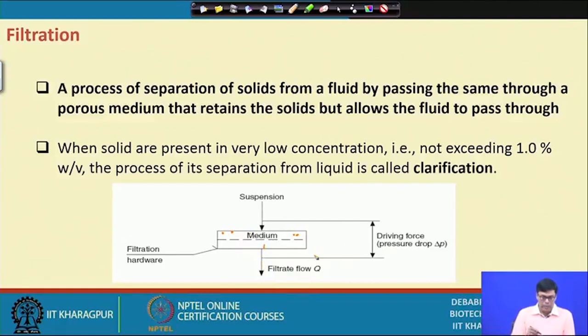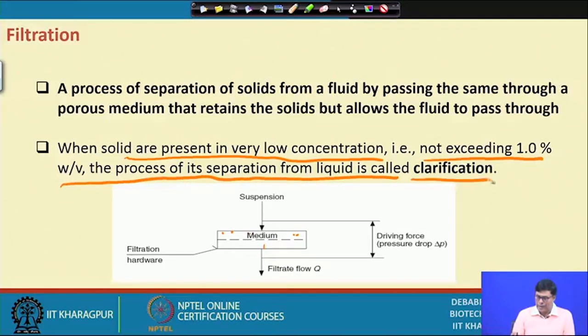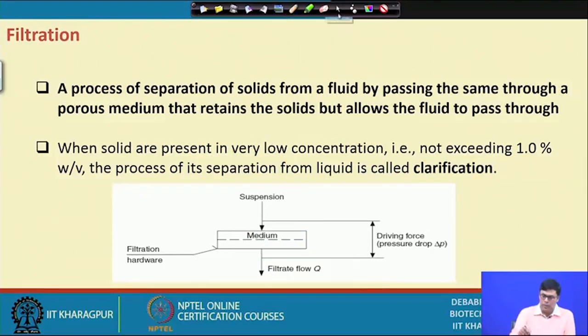flow. When the solid is present at very low concentration, not exceeding 1% weight by volume, the process of separation of the liquid is called clarification. So, clarification basically deals with the separation of the solid from the liquid.